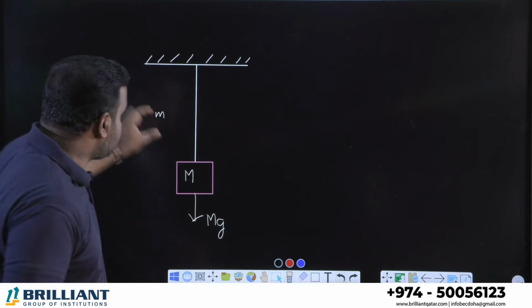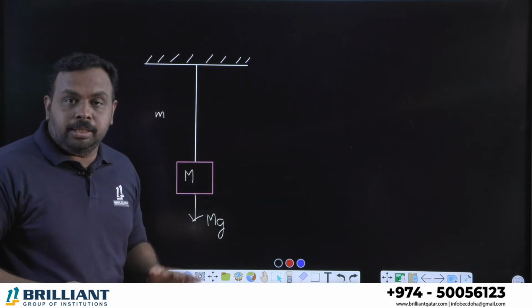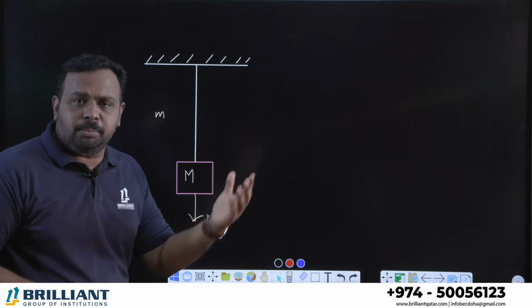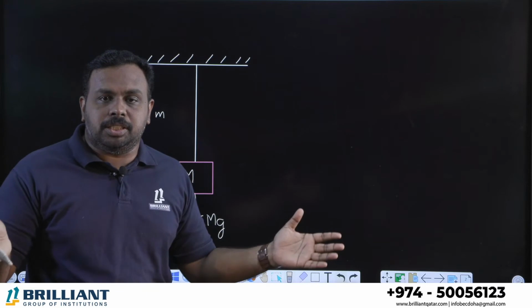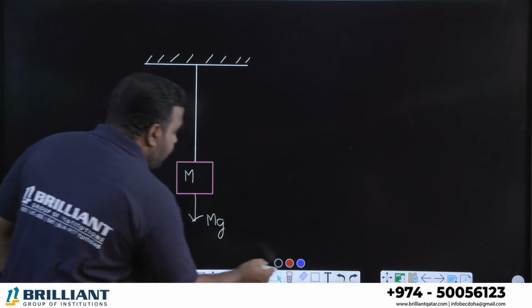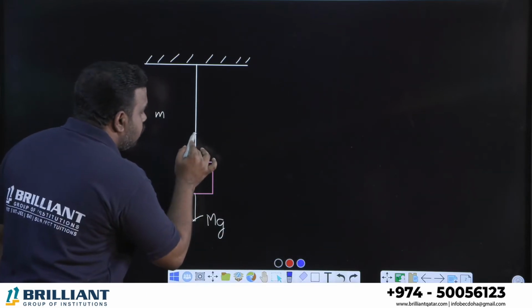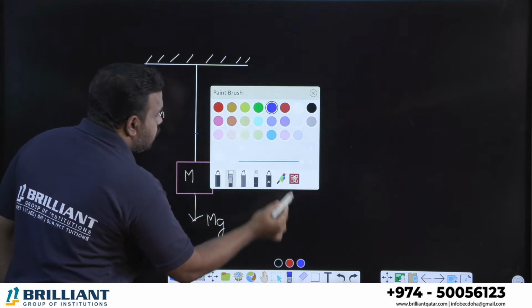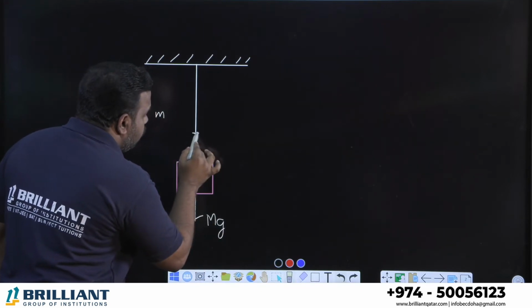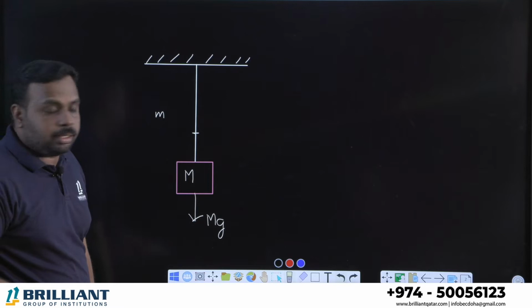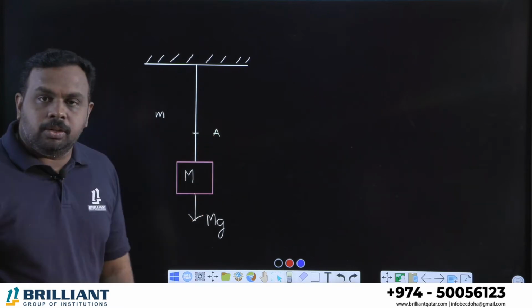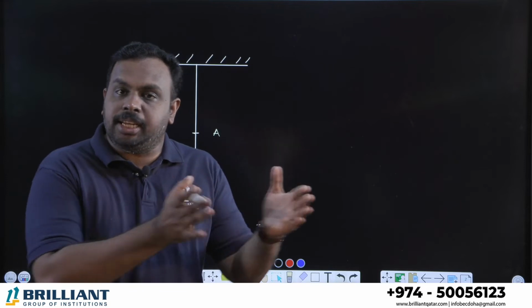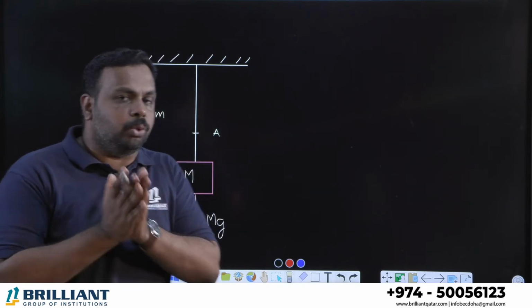But here the string has mass. You can see the mass of the string is small letter m. Then how to find the tension at different points? The first step is we have to fix a point where the tension is to be determined. So I'm taking any point, for example this. This is my point where the tension is to be determined. I'm taking that point as A. So what is the tension at that point A?